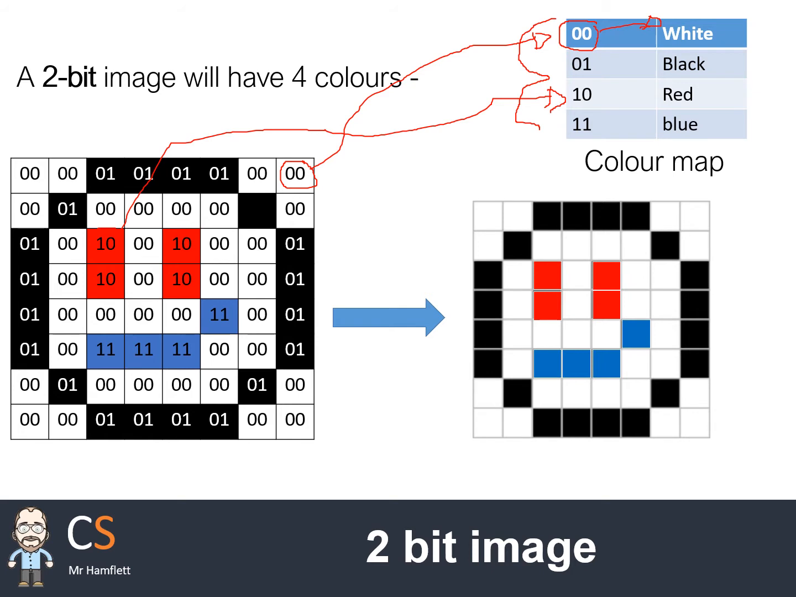So for a 2-bit image, I have 4 possible colors, and then I write out all the different possibilities and map those to different colors. Okay, and that's how we store the information that we need to.